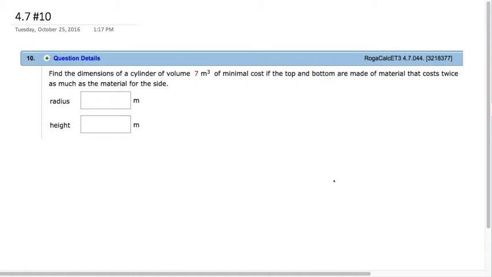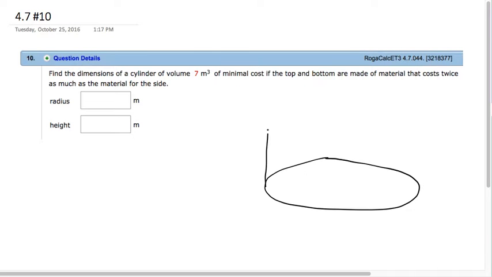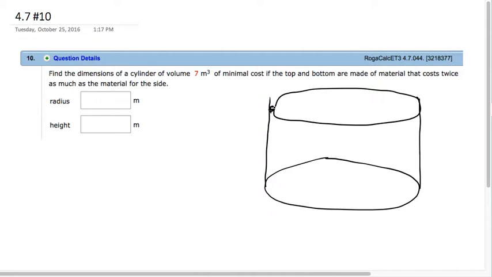Okay, a cylinder. We need a nice picture here of a cylinder. That's probably a little too big, but that's okay. Alright, so there's my base, there's my sides, and then here's my top. The dimensions, so it has a volume of 7, and we're trying to minimize what? Yes, find this minimal cost. So that's our objective function, the cost of the thing. We want to minimize cost.